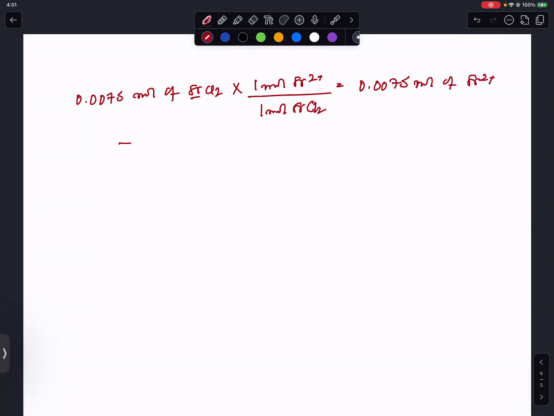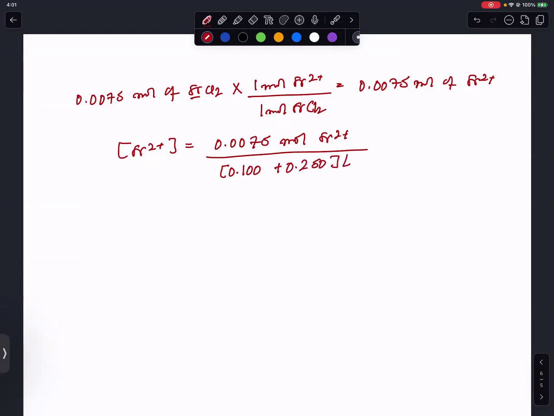And lastly, the concentration of strontium ion in moles per liter is going to be the 0.0075 moles strontium ions divided by the total volume, which is 0.100 plus 0.250 liters. And I get here 0.0214285743 molar. And if I round everything to 3 sig figs, it becomes 0.0214.